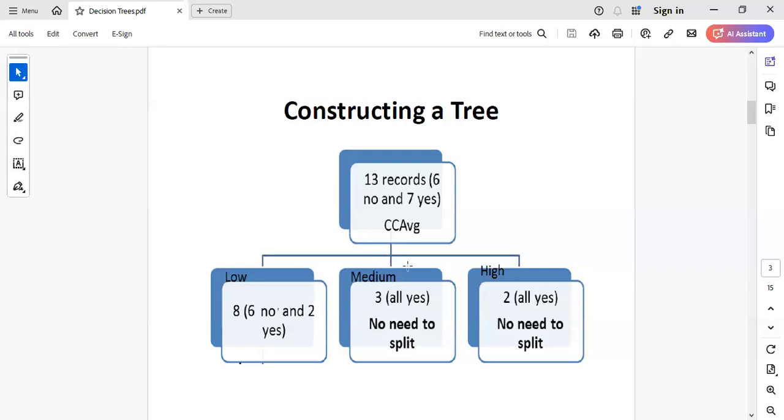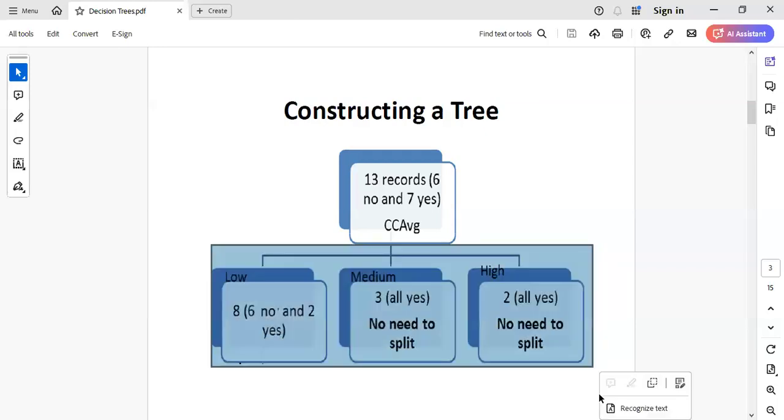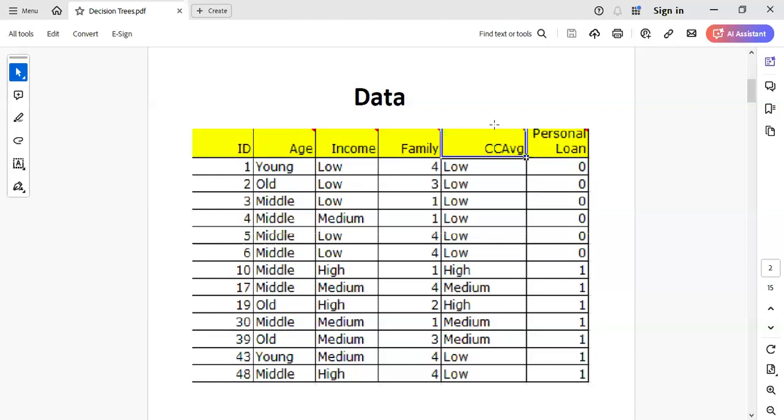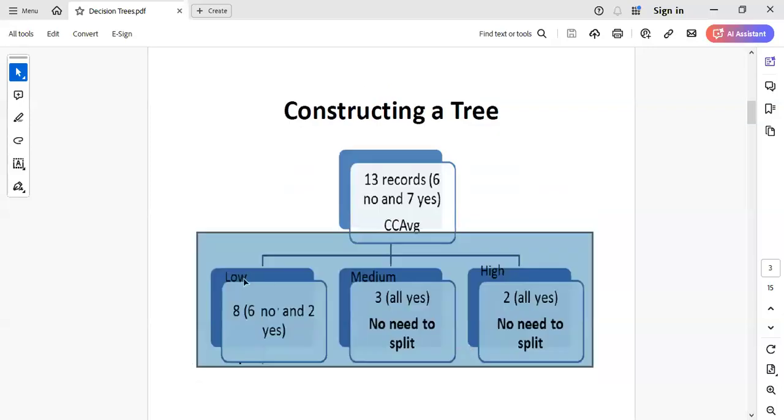Now coming to the second part of the tree. This is the second part of the tree. What we have is how CC average is divided. CC average is divided into three categories: low, medium, high. That is what we have written. So CC average is divided into low, medium, high.